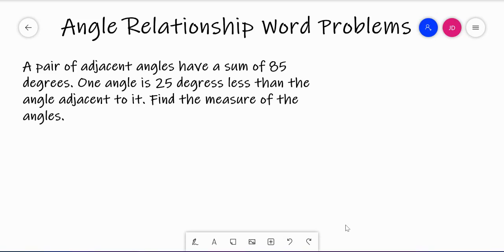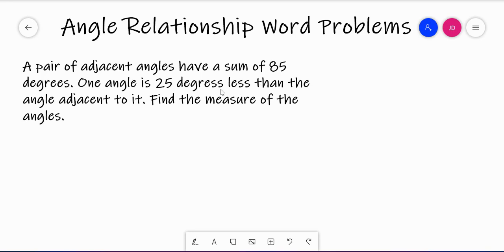In today's video, we are going to be looking at angle relationship word problems. So we're going to be given a certain scenario, and knowing our knowledge on vocabulary from the angles we've learned about, we're going to be able to create equations, solve, and figure out the measures of certain angles.